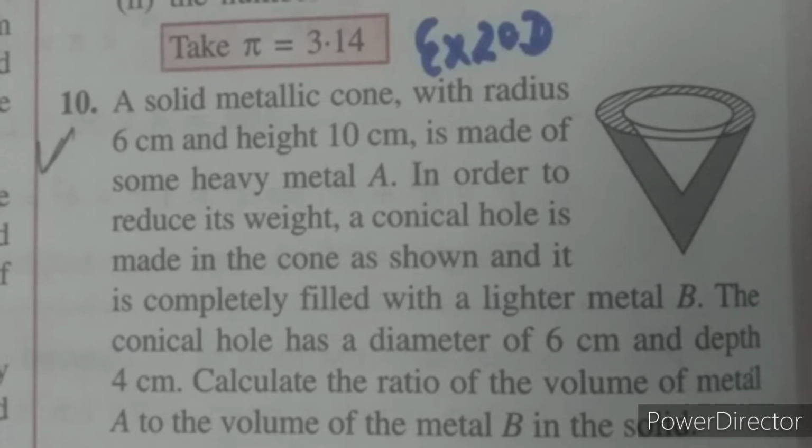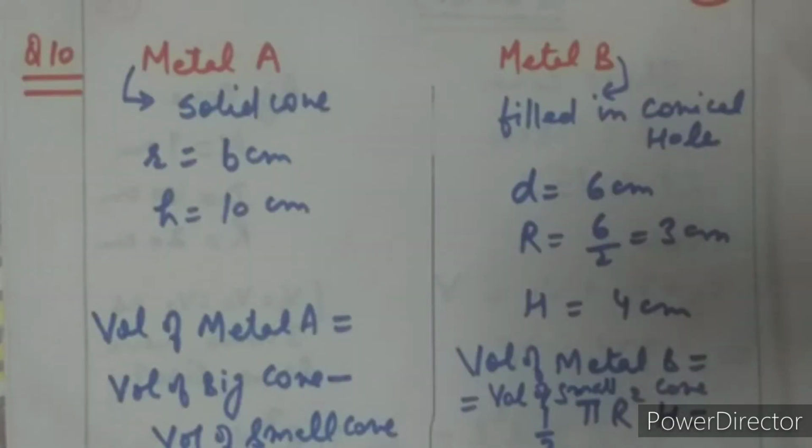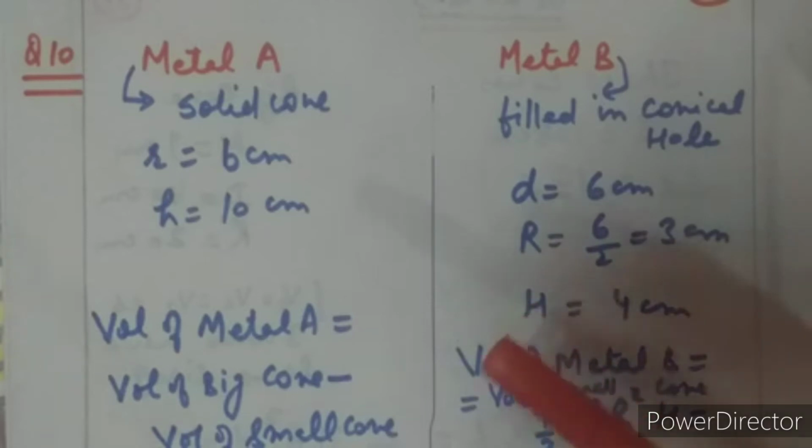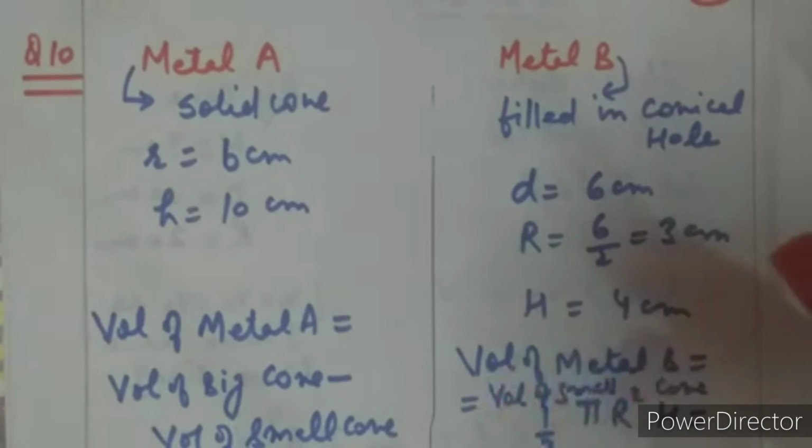This is the question. The figure is given before you. This white portion inside is the conical hole and the dark thing inside is the metal B filled. Okay, so let us see the solution part now. The solution says that we have got metal A, which is the solid cone, and there is a conical hole in which metal B is filled.